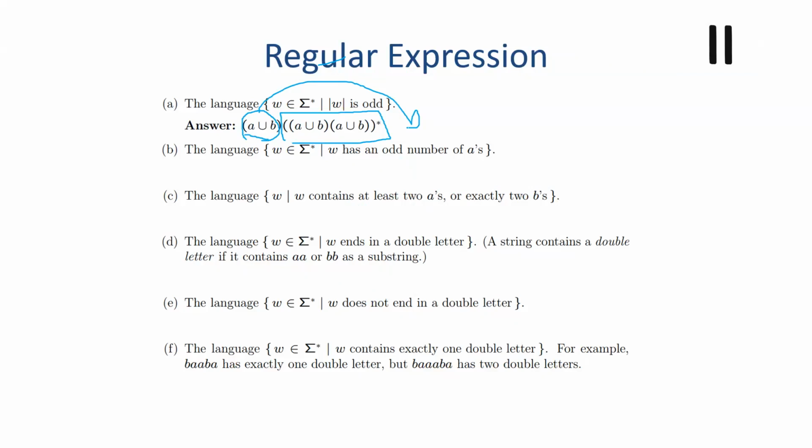We'll do the other one. Please ask me now because they're going to get slightly harder. If you don't get something, do ask now. The language W in sigma star, W has an odd number of A's. What could we do here?